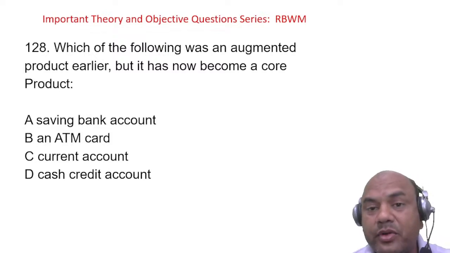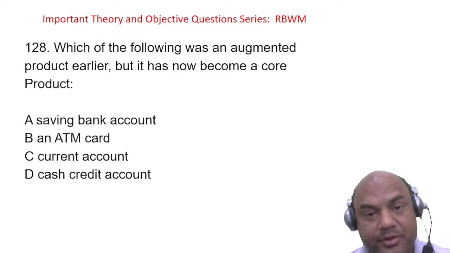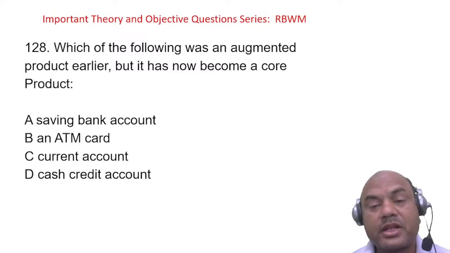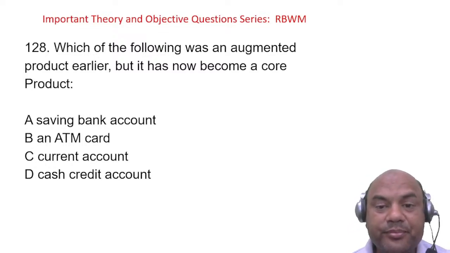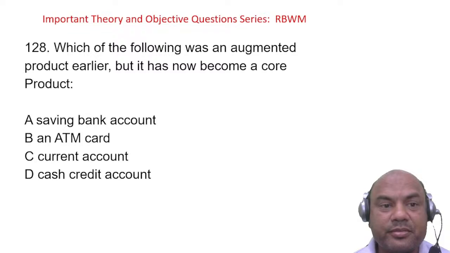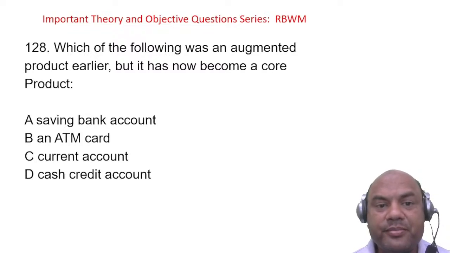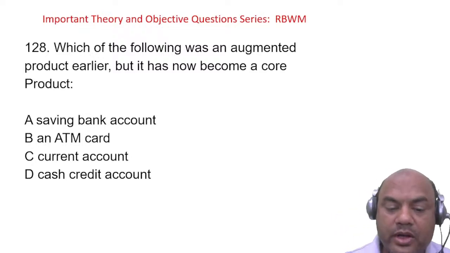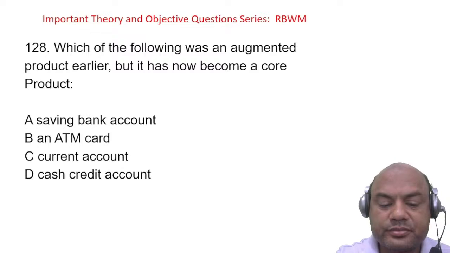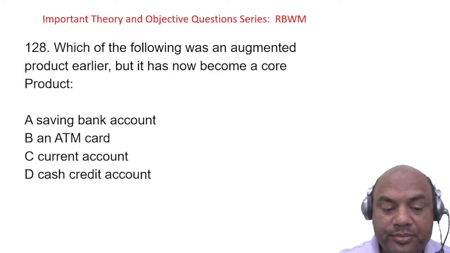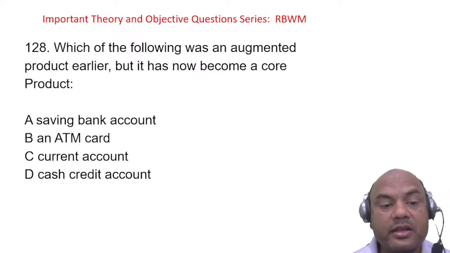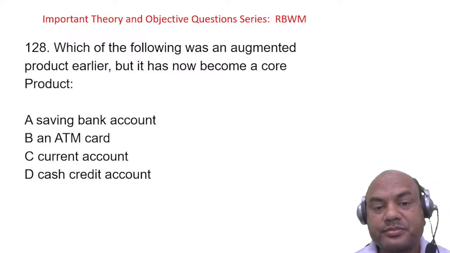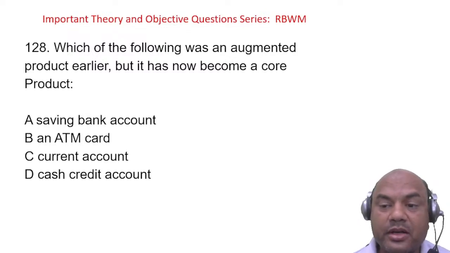So what does augmented mean? What are the types of products? Who can type in the comment section? What are the types of products? Everyone, in the comment section. Yes, first is the core product. Second is the augmented product. After the augmented product, then what?